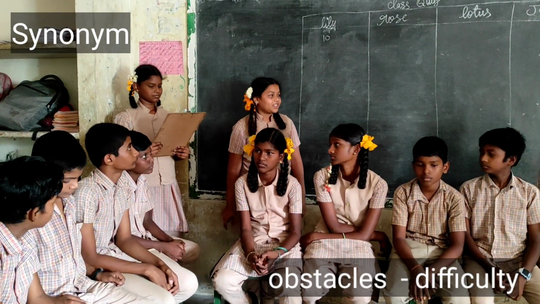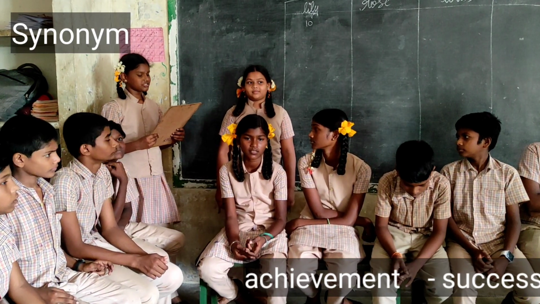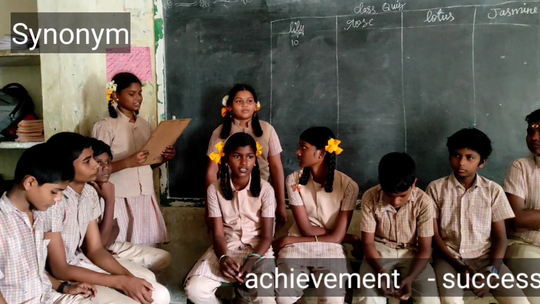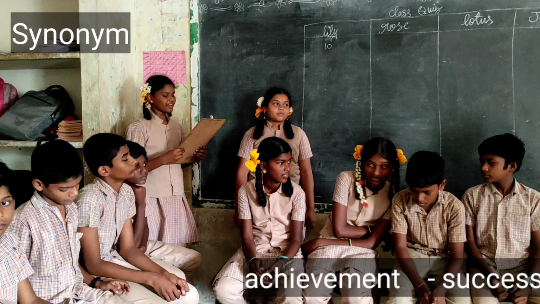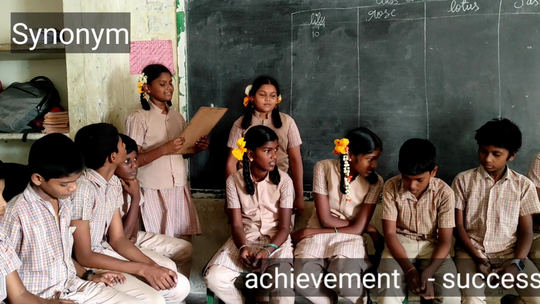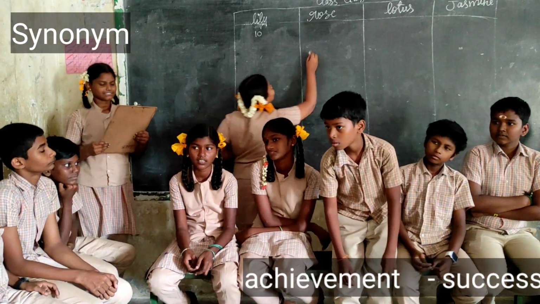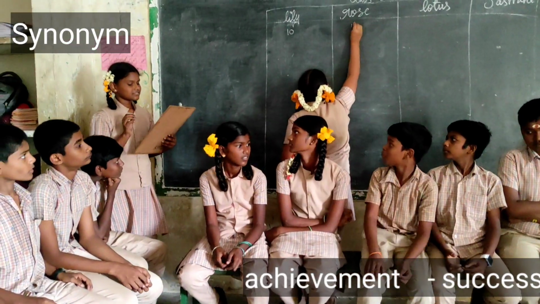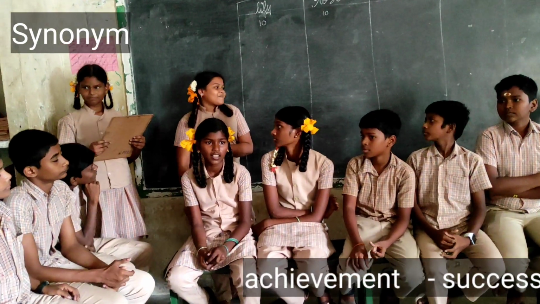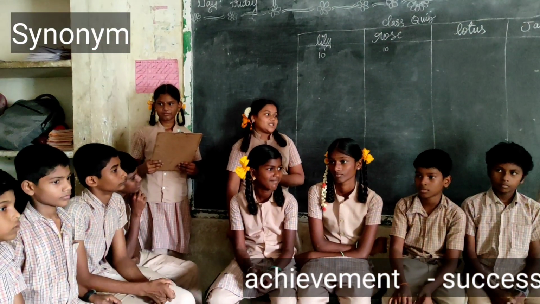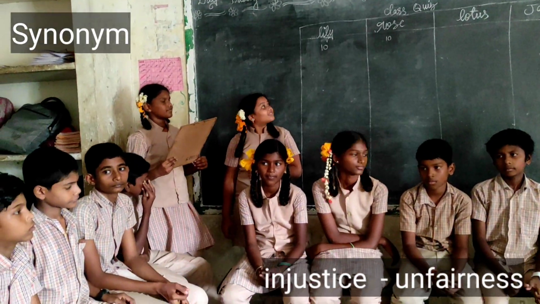Now the next round goes to Rose team. What is the synonym of achievement? Option A, success. Option B, misfortune. Option C, unfairness. Option D, bad. Okay, question and answer once again, repeat. Achievement, success, correct? Yes. Next time you should tell that. Success. Okay, don't forget it.